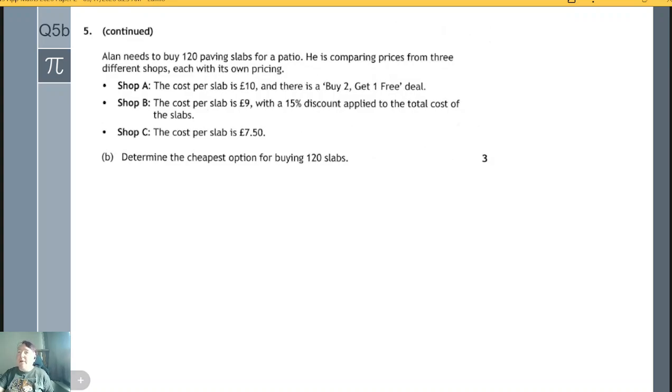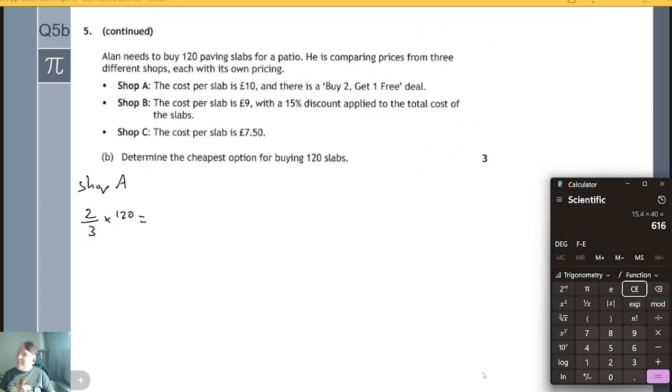So let's start with shop A. We've got £10 per slab, and there's a buy two, get one free. So we're getting three for the price of two. So we need to find out what 2/3 of 120 is. Again, this is an easy number. You would be able to do it by hand.